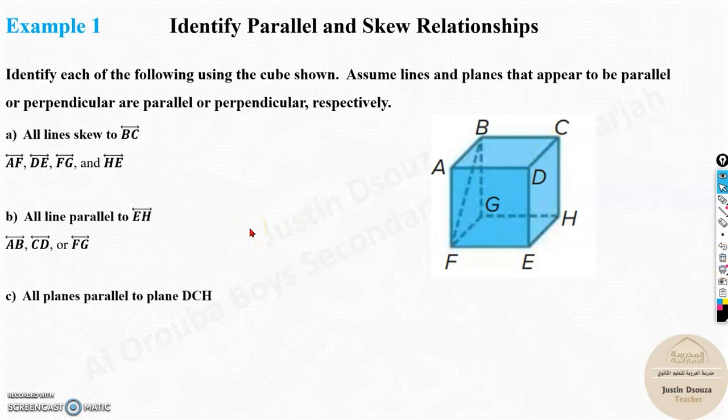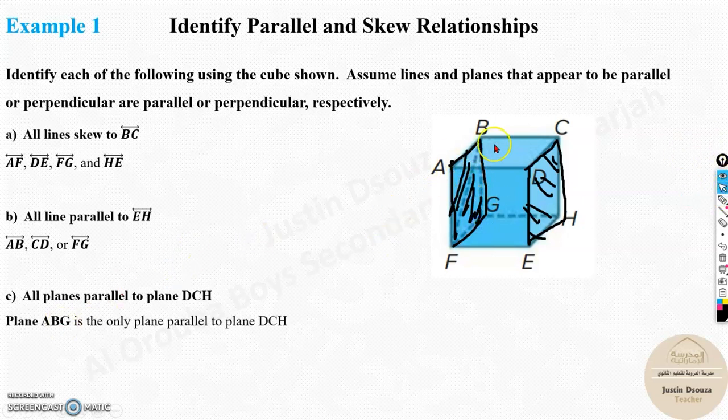And now the next one would be all planes parallel to the plane DCH. So this is the plane. Now, which is the plane that is parallel to it? This plane ADEF? No, because it touches, not even this plane, not the up, not the bottom. Only one plane is parallel, that is ABG or AFG or AFB. The one which I have just now shaded, this one. So ABG is the plane that is parallel to DCH. So that is about parallel and skew relationships.